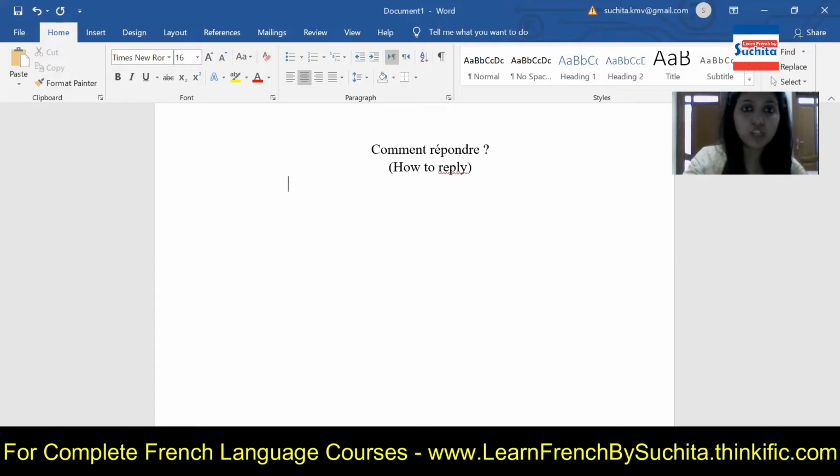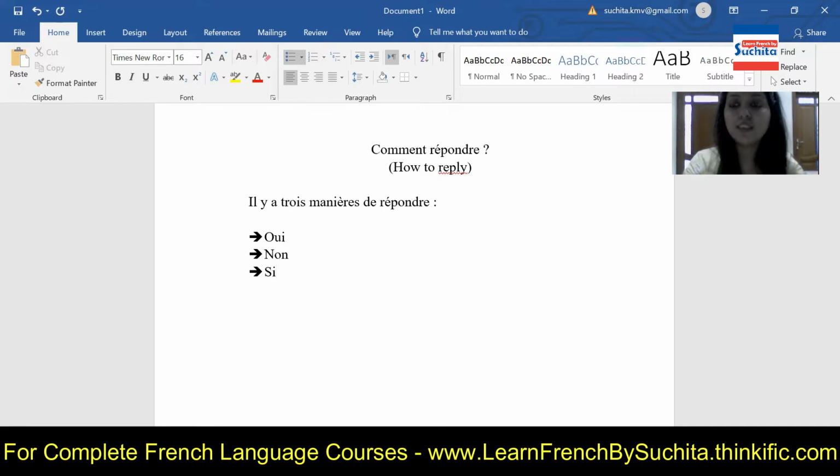But in French, il y a trois manières de répondre. There are three ways of giving replies, which are oui, non, si. Now, what is oui? Oui is yes, non is no, and si is again yes. So basically now you must be thinking that what is the difference between oui and si, right? So in this video, I'll explain you what is the difference.